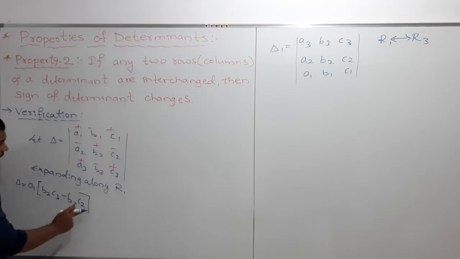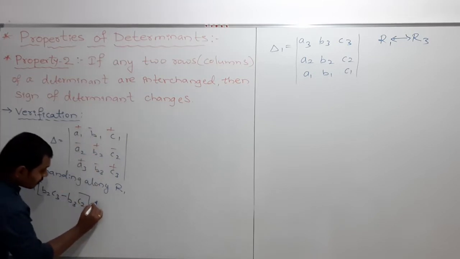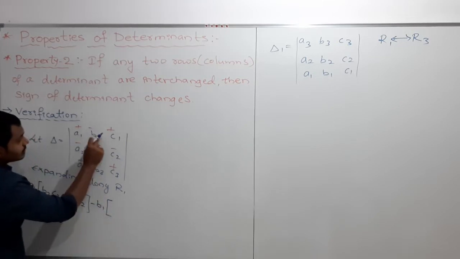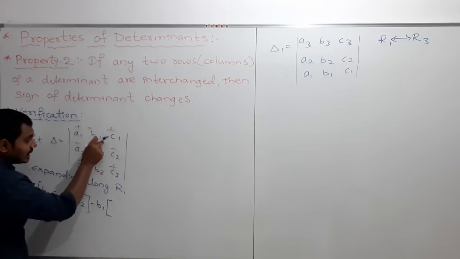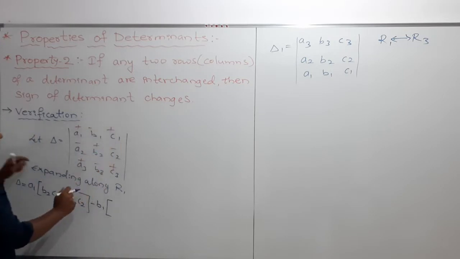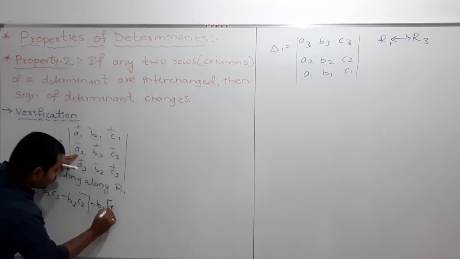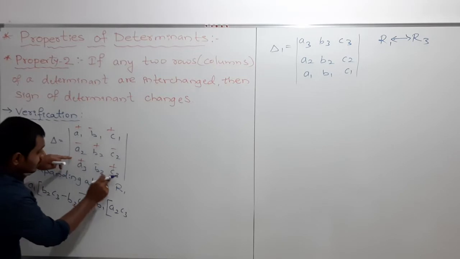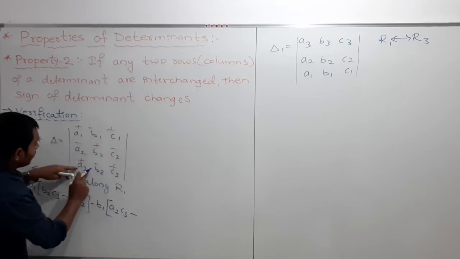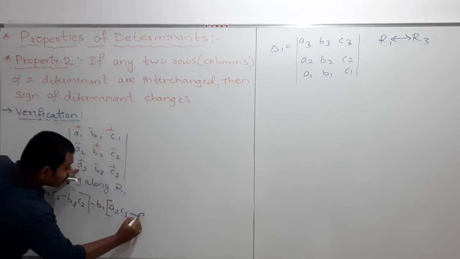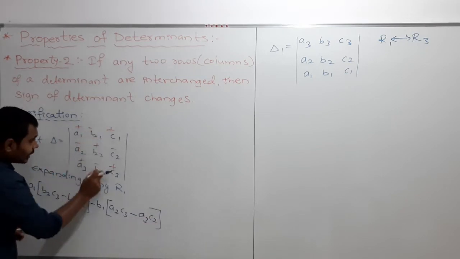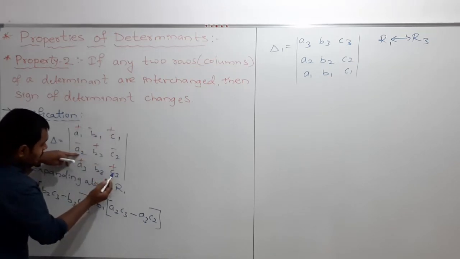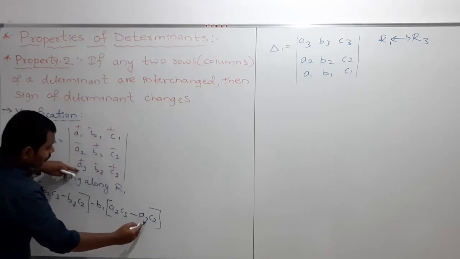Clear? And now my dear students, minus of b1, again here it is minus into b1. Now again leave this column and this row, and here we should multiply a2 into c3 minus of a3 into c2. Clear? b1, leave this second row, second column, first row. So a2 into c3 minus of a3 into c2.